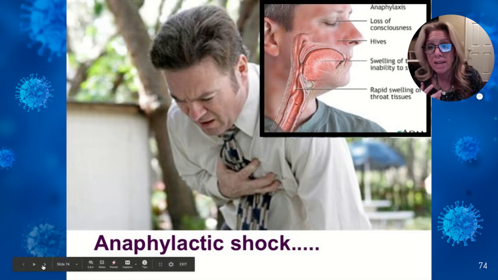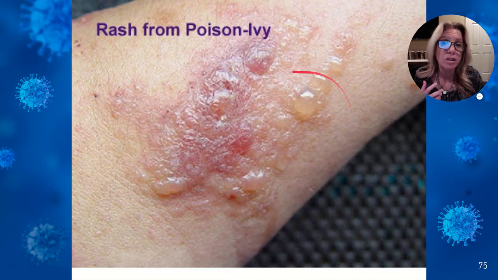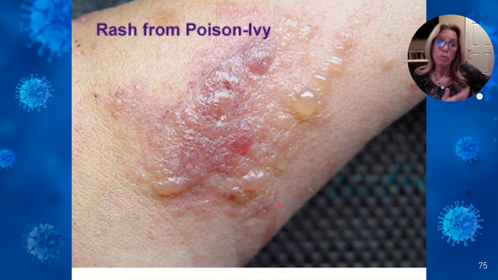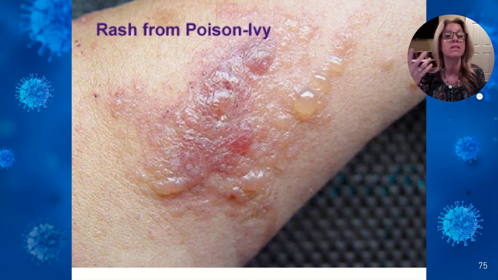Also, you could have a delayed response to it. So a delayed response is like you're exposed to poison ivy or poison oak, and it shows up over the course of several hours. So this is initiated by memory cells, and that's why sometimes when one person has an exposure to it the second time, because they have memory cells, it's even a larger response.